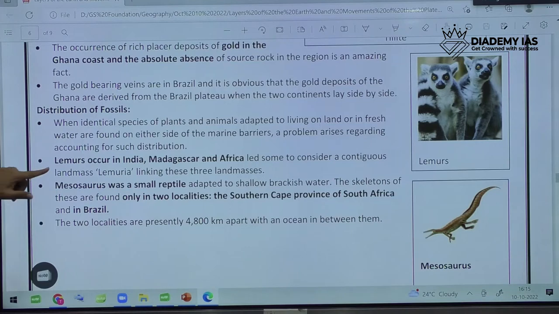Next statement. Now evidence. Lemurs, L-E-M-U-R-S. Lemurs occur in India, Madagascar, and Africa. This is one evidence. Second evidence, Mesosaurus. Spelling is M-E-S-O, Mesosaurus. Meso like Paleolithic, Mesolithic, and saurus like dinosaurus, S-A-U-R-U-S.